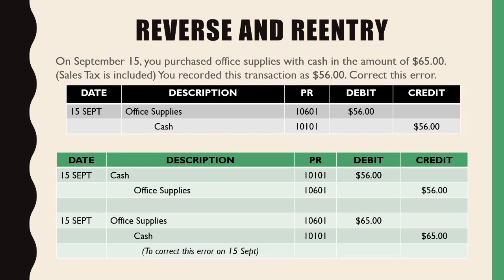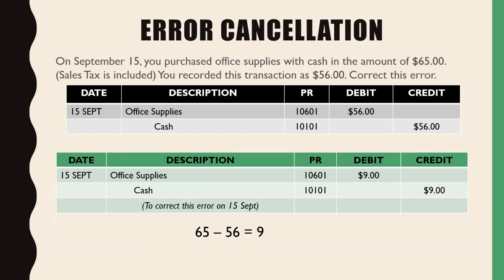Yes. Okay. Now, that's just one way of fixing the errors. The other way is going to be the error cancellation, as Mr. Allen was speaking earlier. We recognize, okay, we have a $9 difference, right? 65 minus 56 is $9. But in this case, when I look at this difference, I have to be very careful and understand which account am I short $9 for.